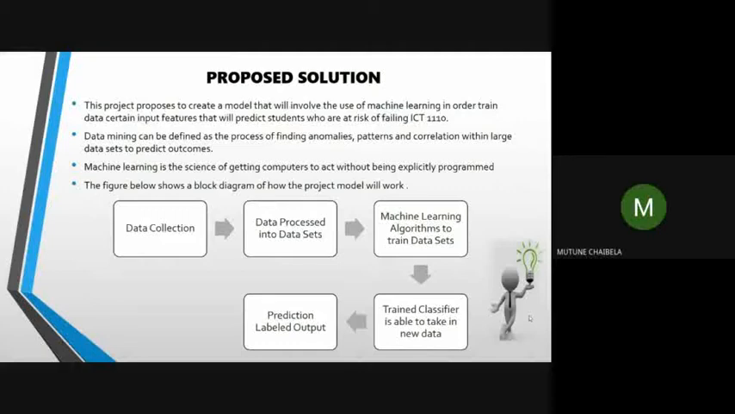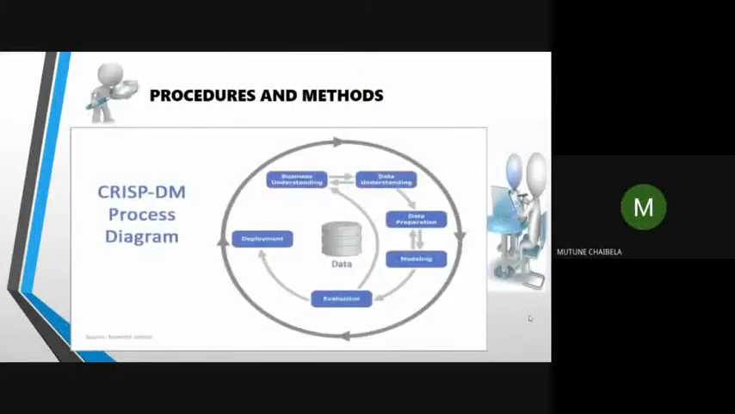How will it work? First, data collection. We'll collect data using elicitation techniques of interviews and questionnaires, and then the data will be processed into data sets. Then the machine learning algorithms to train on the data sets will be applied. After that, the trained classifier will be able to take in new data and produce a prediction labeled output. Then we move on to the next.